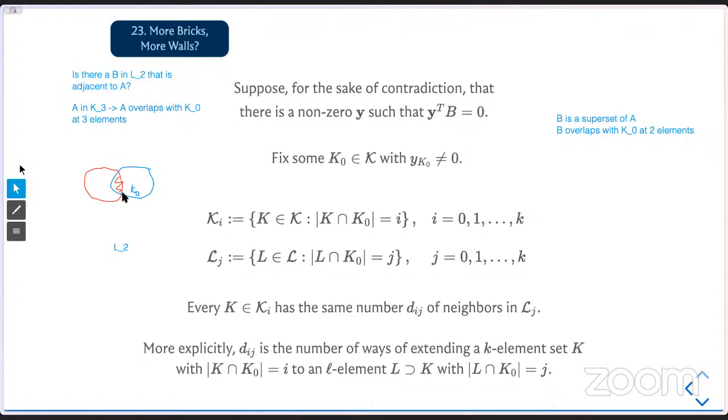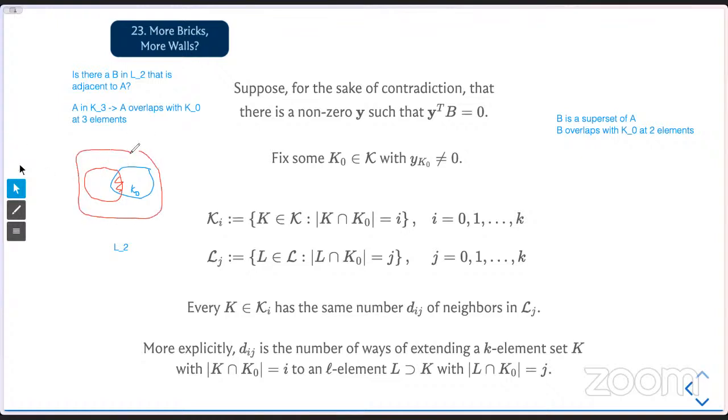Supersets of mine of size L, which overlap with K naught at some J elements, where J is at least I. If you think about it a little bit, you can actually count these sets, and that count will turn out to be the same for all elements in Ki, because it's really just about counting the number of ways that you can choose things from K naught minus the current set that we are focused on, and the number of ways in which you can expand to the remaining number of elements from the outer region of the universe.